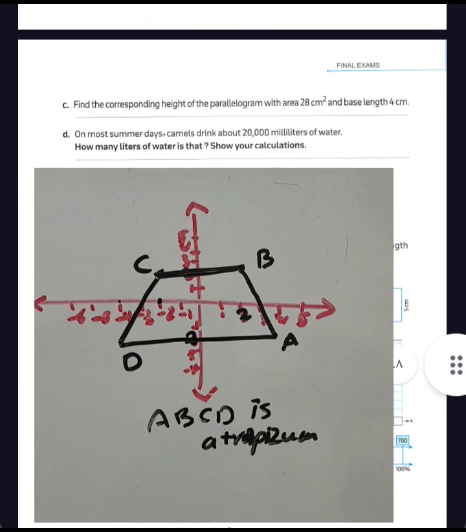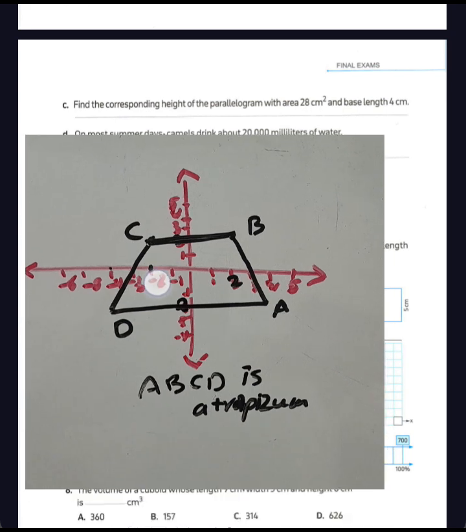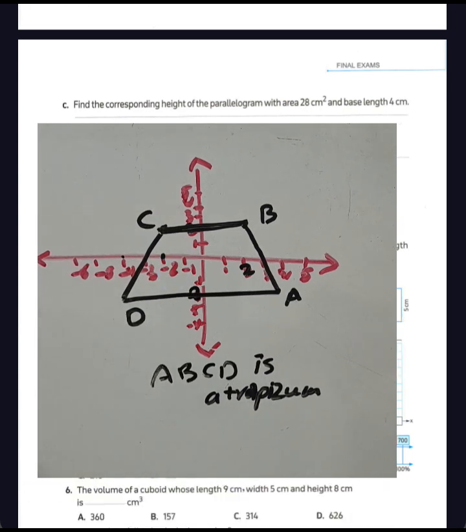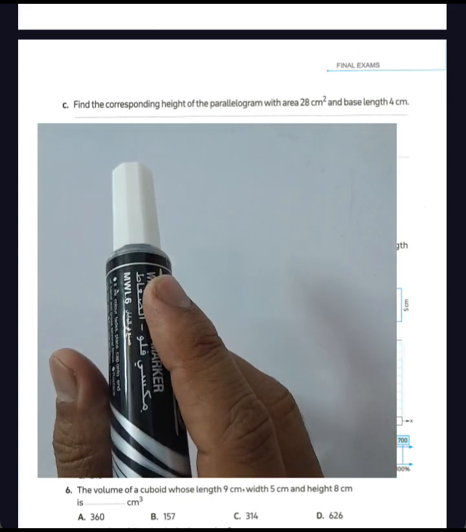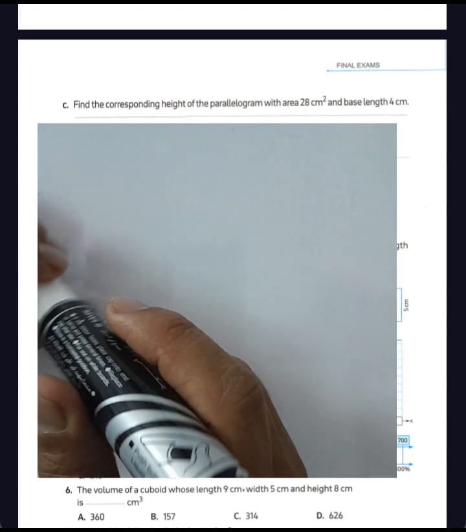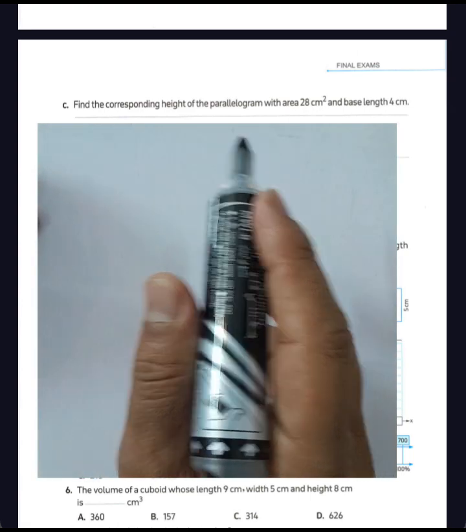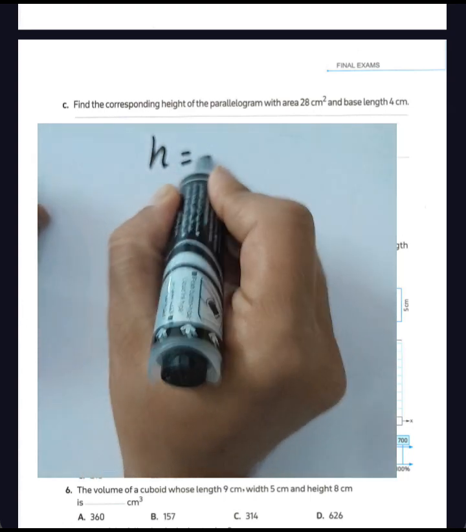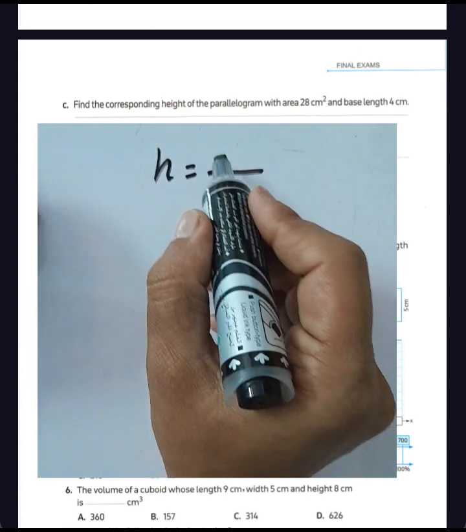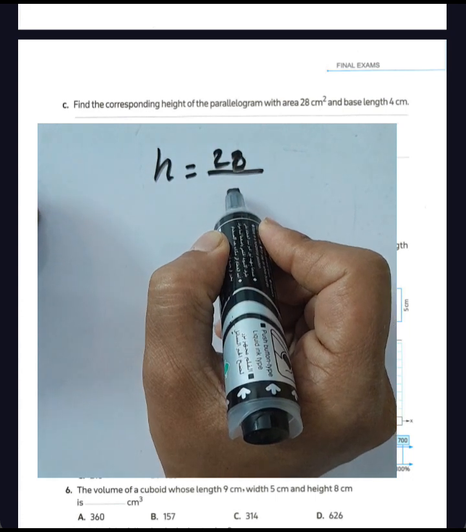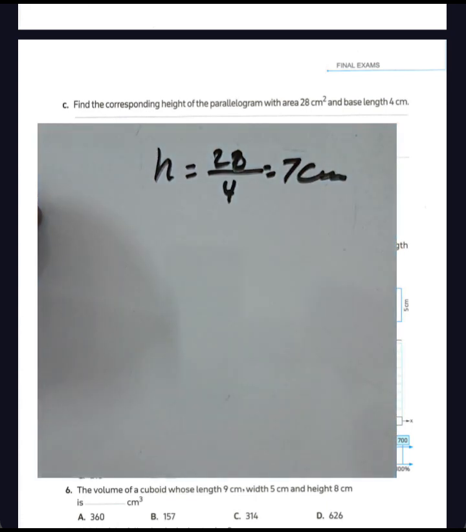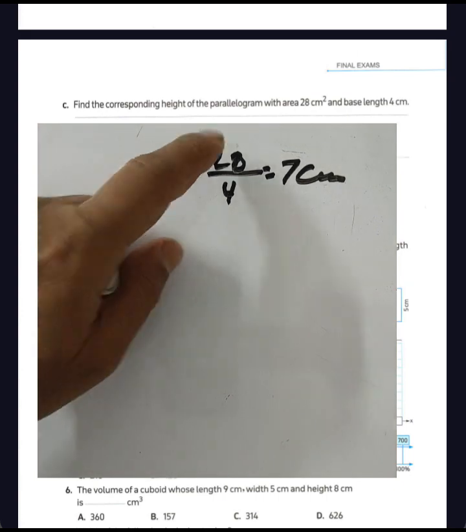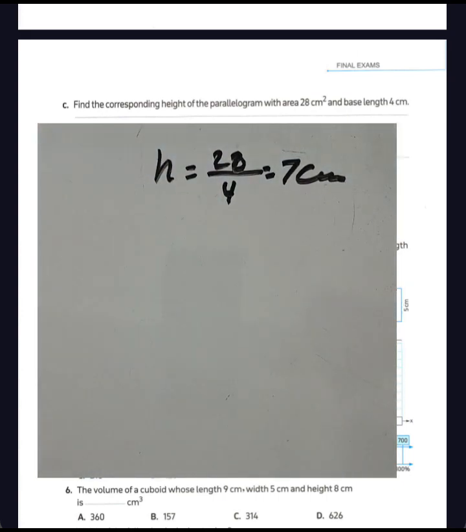Question number C. Find the corresponding height of the parallelogram with area 28 square centimeters and the base was 4 centimeters. We know the area of a trapezium equals, not trapezium, it's a parallelogram. The area of a parallelogram equals base times corresponding height. Then we can find the height by writing the area, 28, over the corresponding base, 4. It will be 7 centimeters. The height will be area divided by corresponding base. 28 divided by 4 equals 7 centimeters.